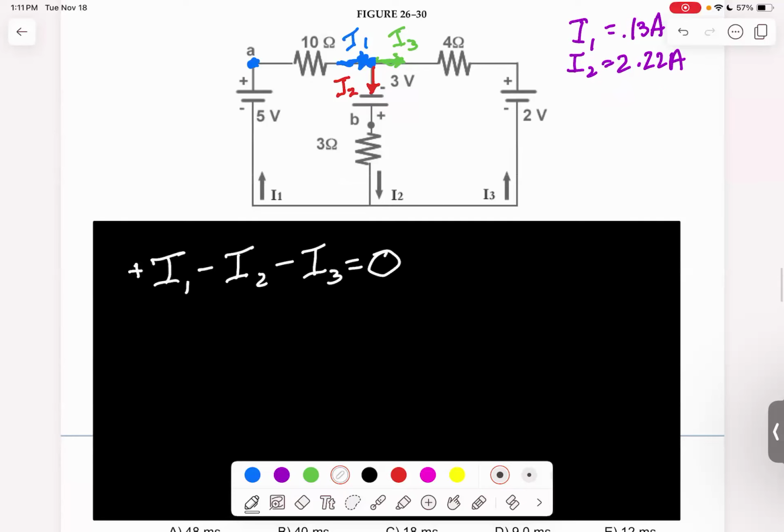The second rule comes from our loop rule, and this is where it gets a little bit shaky, so we have to be really cautious. I'm going to design my loop, and it's completely arbitrary how you design it. I'm going to make my loop go clockwise. So this is going to be L1. And my L1, I'll write over here because I'm going to need more room in just a second.